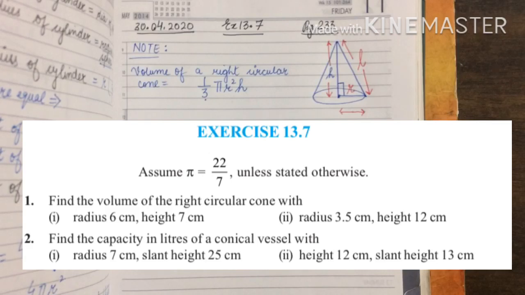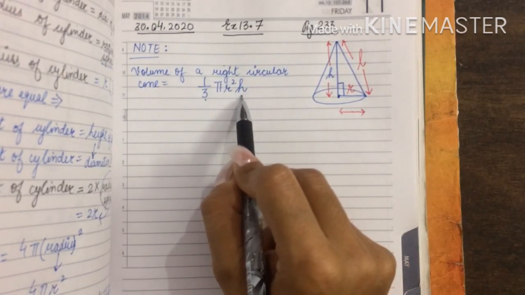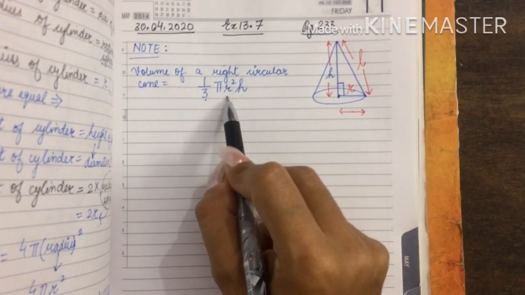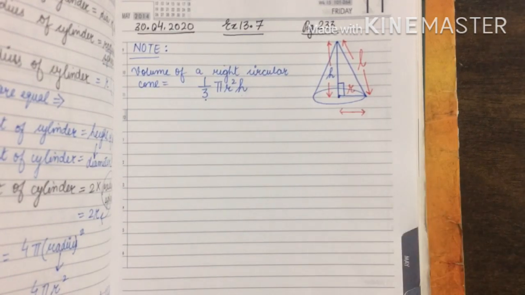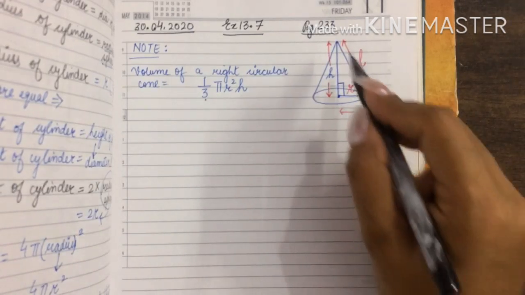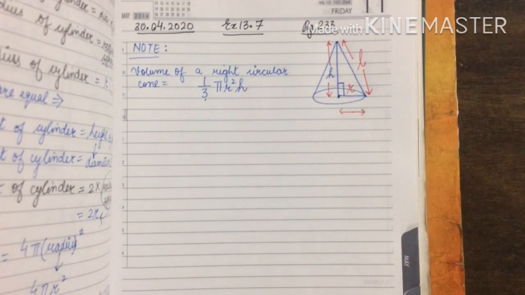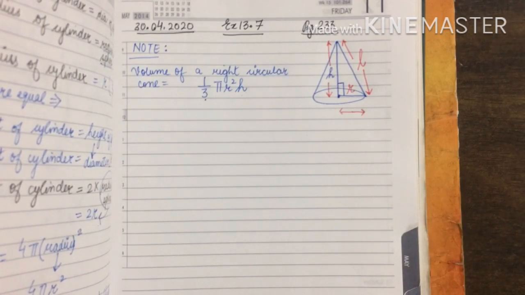In question number 2, you have been given the radius and slant height. Now the catch here is you don't need the slant height in the volume. You need radius and you need height. So if radius and height are given like in first question, it's completely fine. But if instead of height, you've been given the slant height, what you're going to do is use Pythagoras theorem for this triangle, find out the height which is required to apply the formula for volume of right circular cone, and then you can solve your question.